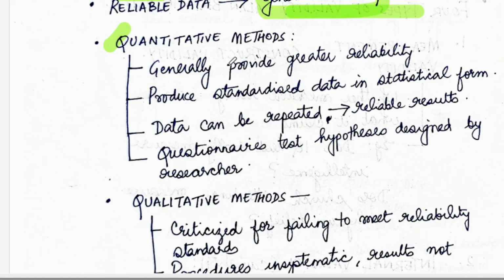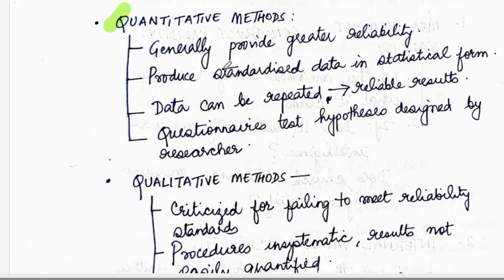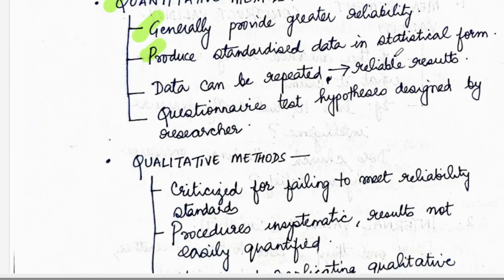Quantitative methods ensure uniformity. So every respondent answers the same question in the same format, and therefore it makes replication possible. They produce standardized data in statistical form. So therefore, numbers can be easily compared and tested, which strengthens the reliability aspect. Data can be repeated and therefore leads to reliable results.